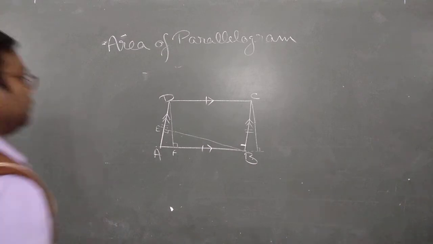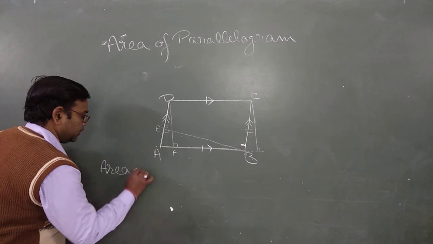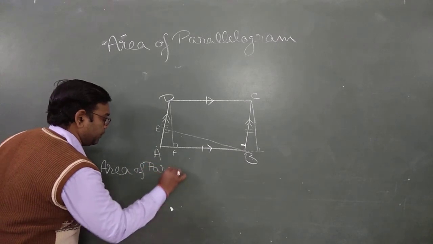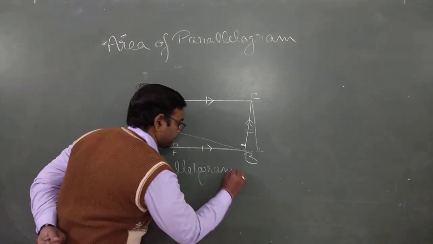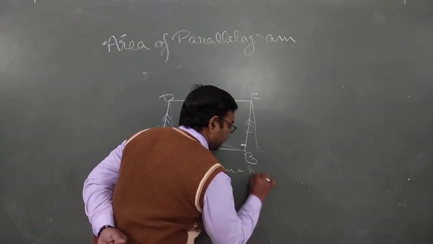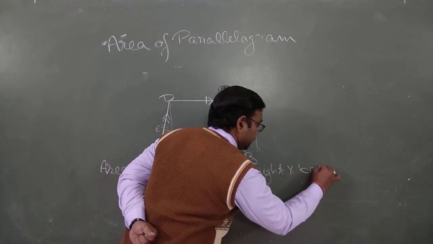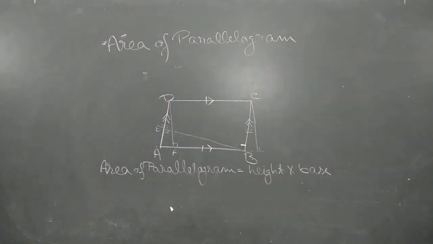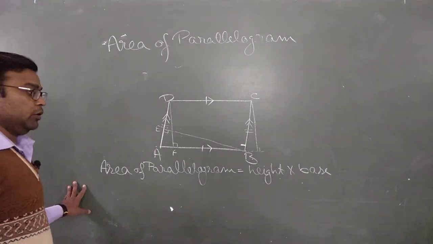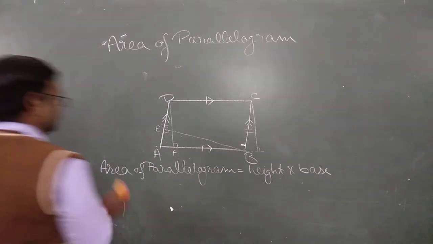So what is the area of a parallelogram? Area of parallelogram equals height into base, and remember these two must be corresponding: height into corresponding base, or base into height. This is about the area of a parallelogram. We have a unique type of parallelogram, that is your rhombus.